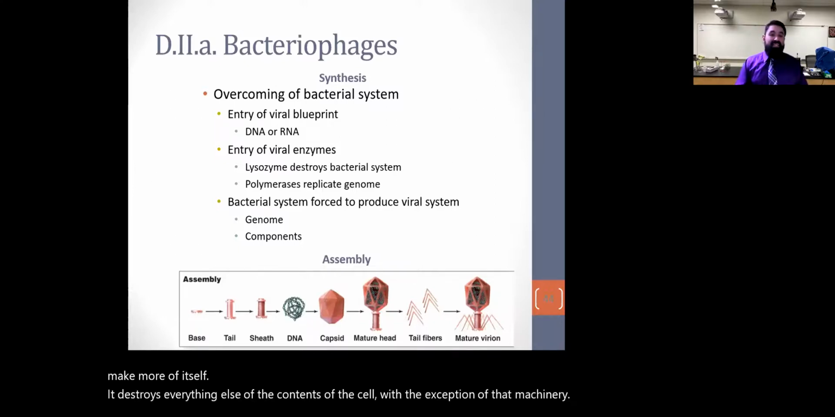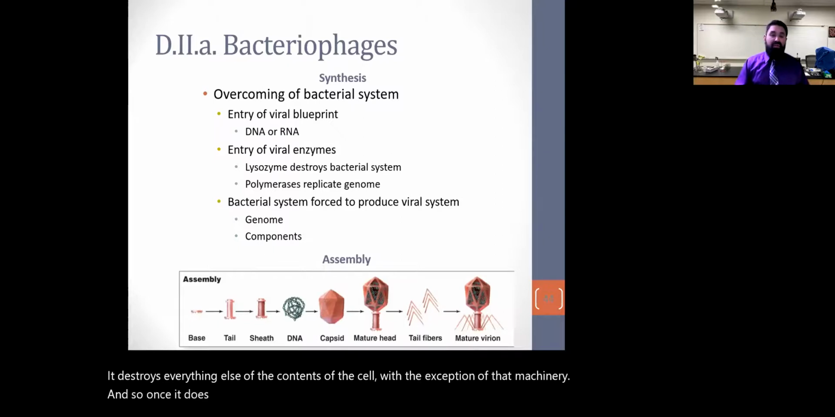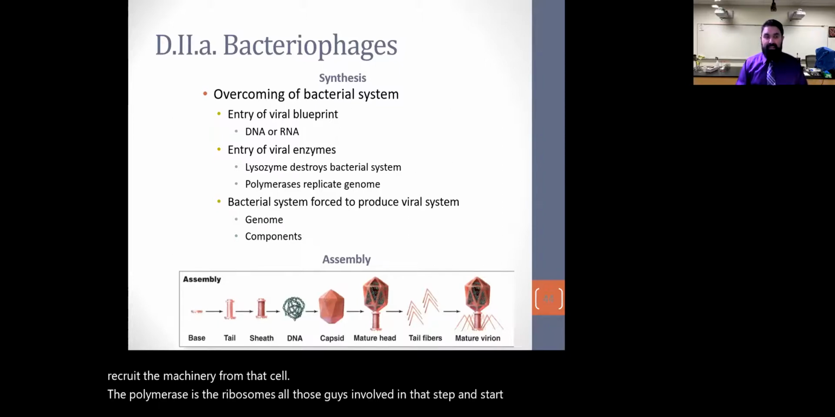And so once it does this, then the DNA or RNA of that particular virion or virus can now recruit the machinery from that cell, the polymerases, the ribosomes, all those guys involved in that step, and start making copies of itself instead.